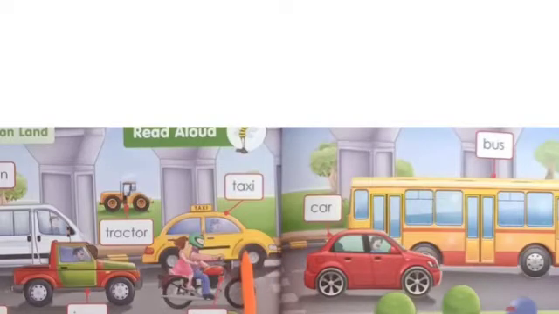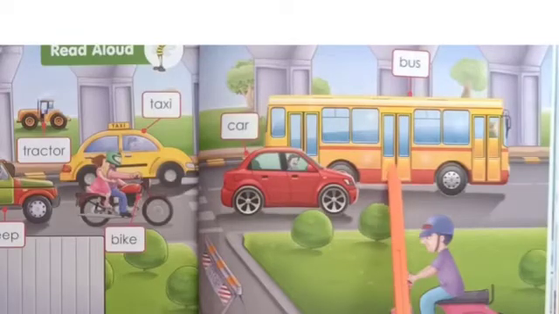Now tell me, which vehicle is this? This is a taxi and this is a car. Now what is the difference between a taxi and a car? दोनों दिखने में एक जैसे होते हैं, तो दोनों में अंतर क्या है? Taxis are the vehicles that we hire to go from one place to another and a car is a personal vehicle.